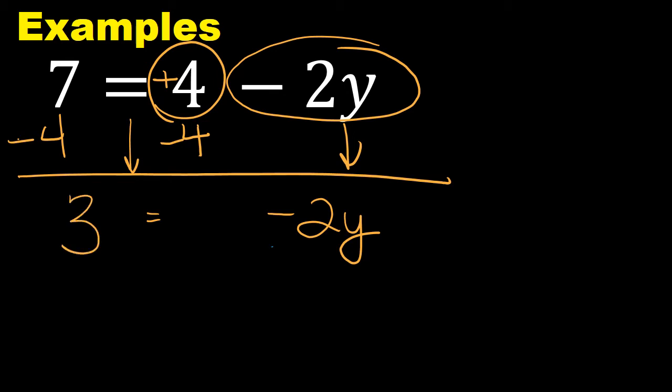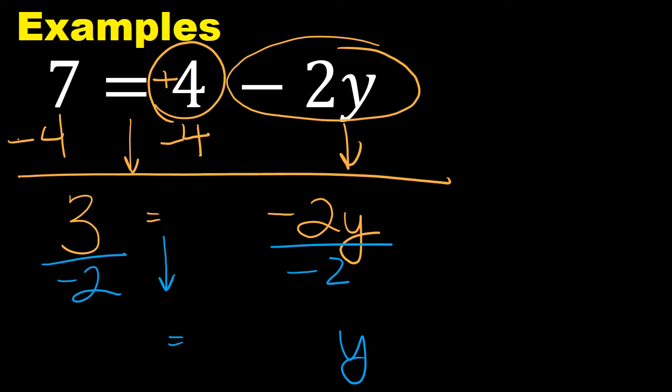Next step is that I'm going to divide both sides. Since I don't have y by itself, I have negative 2y. Let's go and divide both sides by negative 2. And that's going to leave me with y being equal to negative 3 halves. And you might go, negative 3 halves?